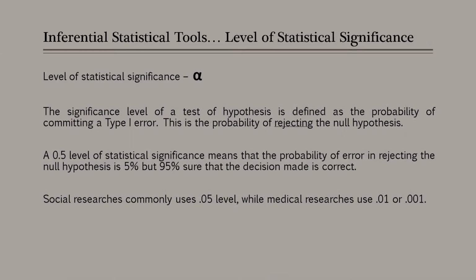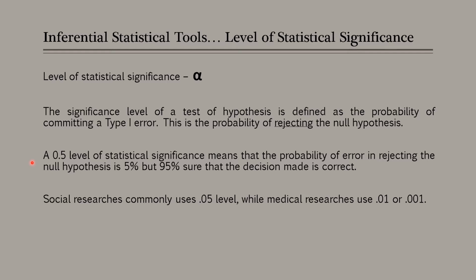In making conclusions from statistical analysis, there is a need to select the level of statistical significance, which is denoted by the Greek letter alpha. The significance level of a test of hypothesis is defined as the probability of committing a type 1 error. This is the probability of rejecting the null hypothesis. The 0.05 level of statistical significance means that the probability of error in rejecting the null hypothesis is 5%, but you are 95% sure that the decision made is correct.